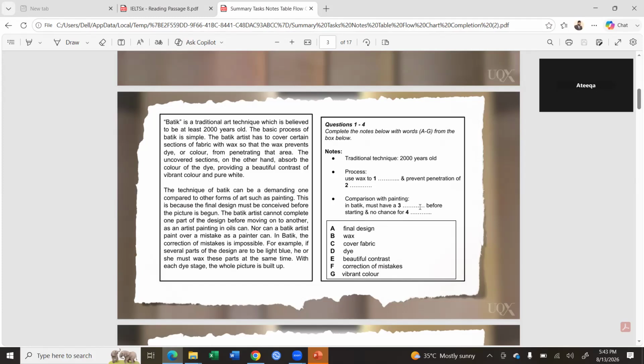Now, comparison with painting. And batik must have a dash before starting. Okay. And batik must have a dash. So what can we have? Read further. Now you have to answer question number 3, okay?